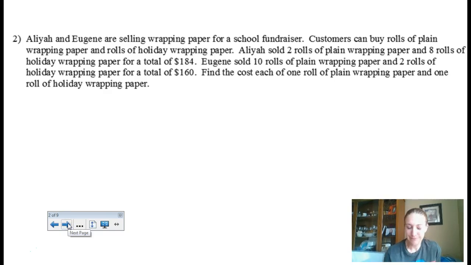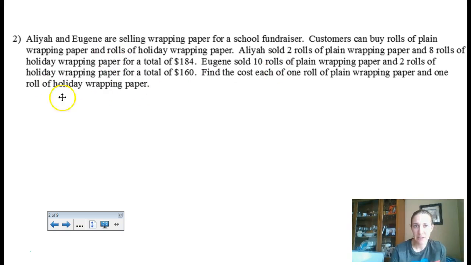So, all right. So this one is about Aaliyah and Eugene. They're selling wrapping paper. Customers can buy plain rolls or holiday rolls. And Aaliyah sold 2 plain and 8 holiday for a total of $184. Eugene sold 10 plain and 2 holiday for $160. Find the cost of each of 1 roll of plain and 1 roll of holiday.